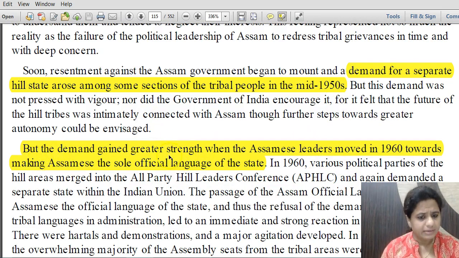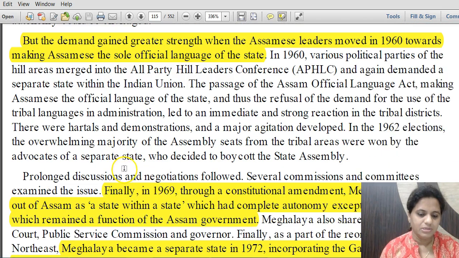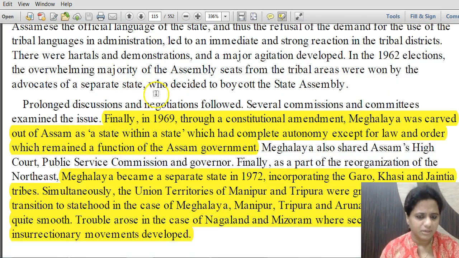The demand gained greater strength when Assamese leaders moved in 1960 towards making Assamese the sole official language of the state. So that was the fear, and it came forth that Assamese was demanded to be made the sole official language of the state. At that time the hill tribes again became adamant on demanding a separate state. So this is how states have been formed in the northeastern region too.